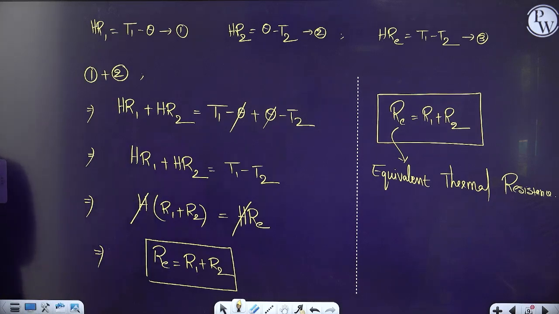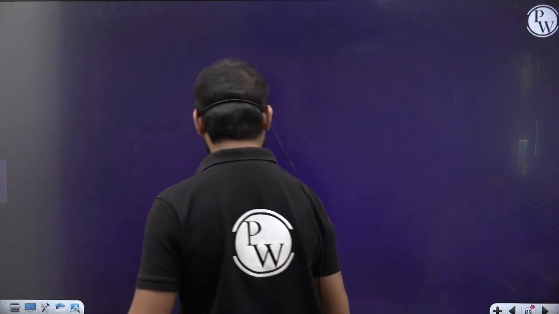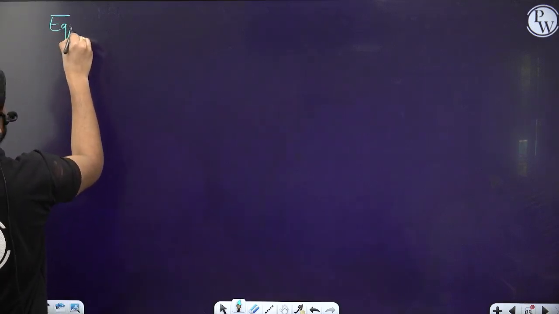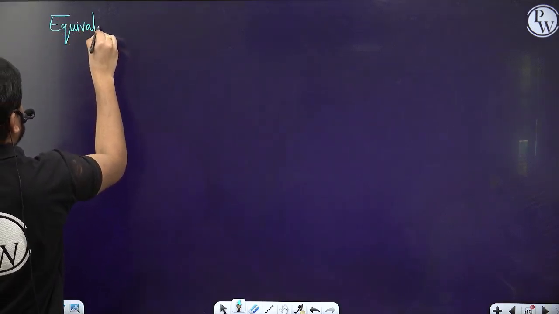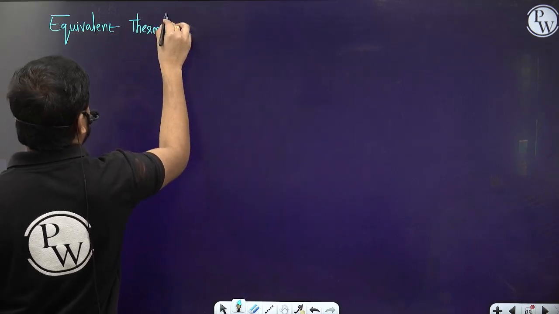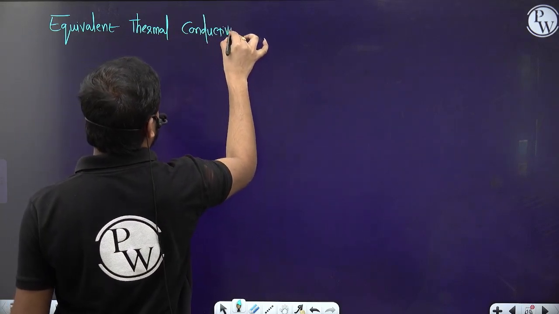So now let's go for what is the equivalent thermal conductivity. Let's find the equivalent thermal conductivity. Let me add one more slide here. So the equivalent thermal conductivity when the rods are connected in the series combination.